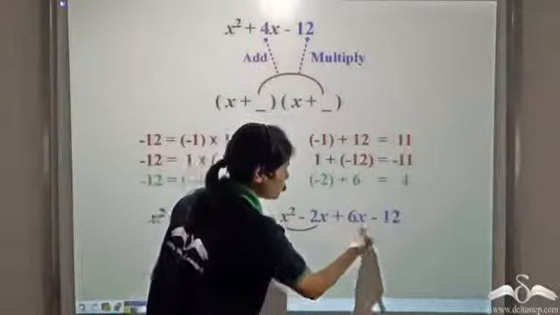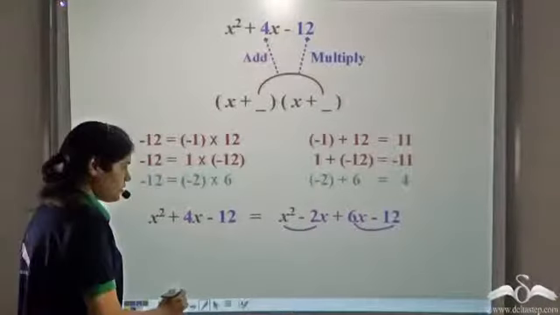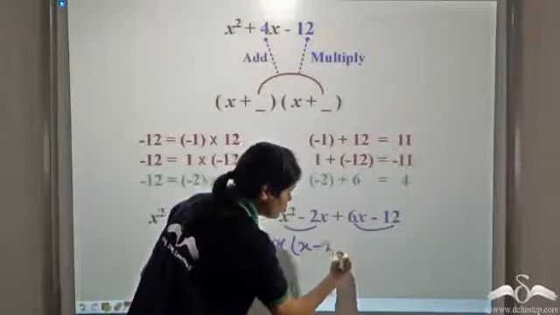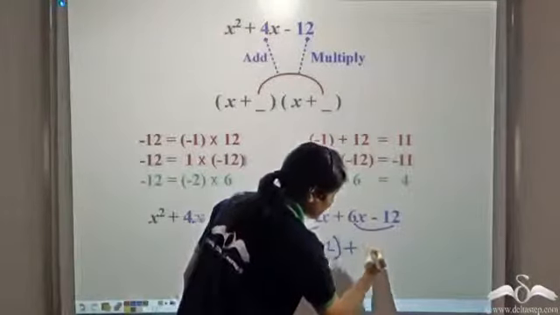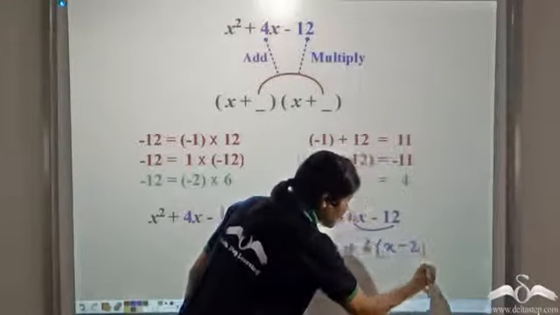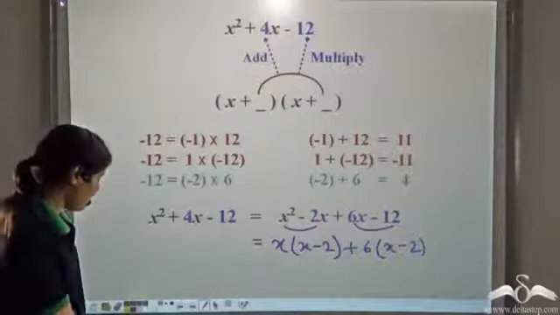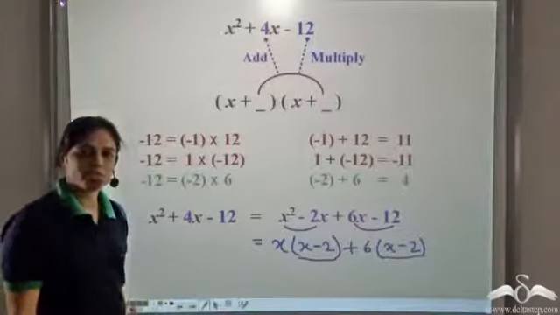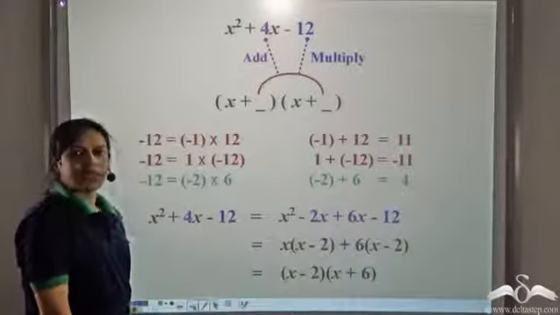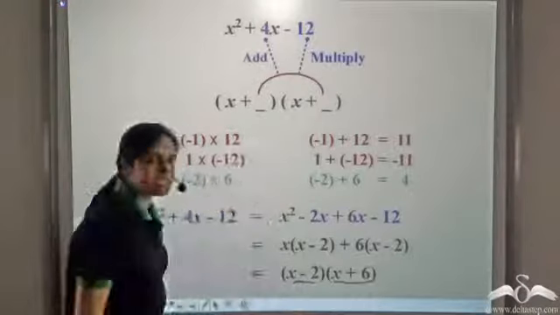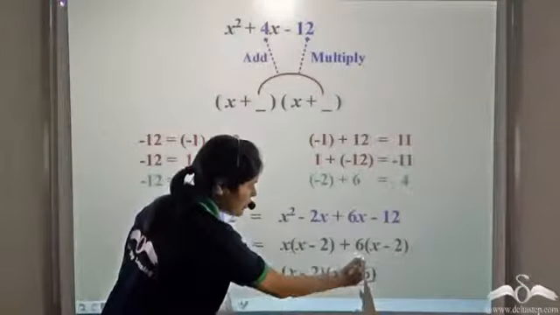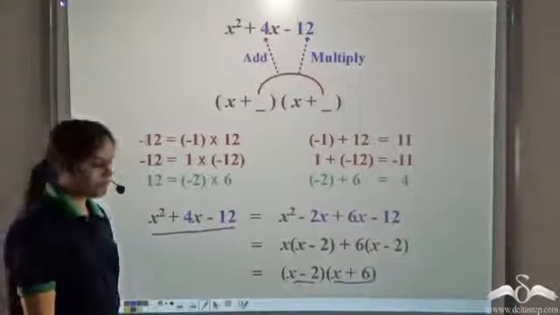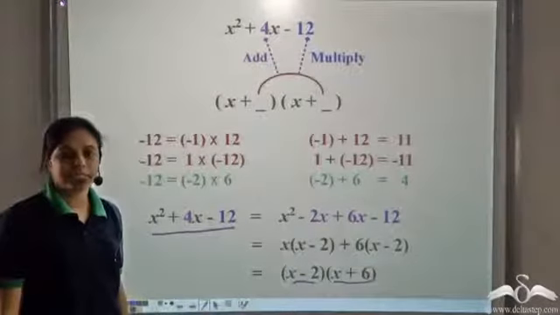Now take these two and these two. What is common between these two? x. We get x minus 2. In these two, we have a 6 common. Again, we get x minus 2. So this is what we have. Now, x minus 2 is a common factor among the two groups. So we can write it as x minus 2 into x plus 6. x minus 2 from here and x plus 6. So this is the factorized form of this expression: x minus 2 into x plus 6.